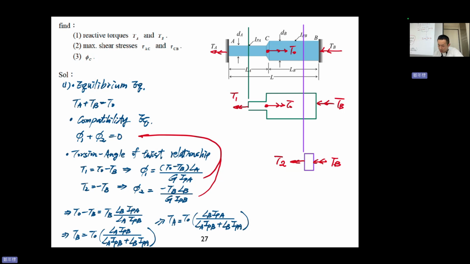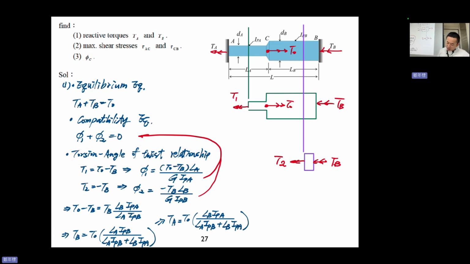Yeah, that's it. So TA and TB, the reaction torques, are based on the torsion angle of twist relationship here.